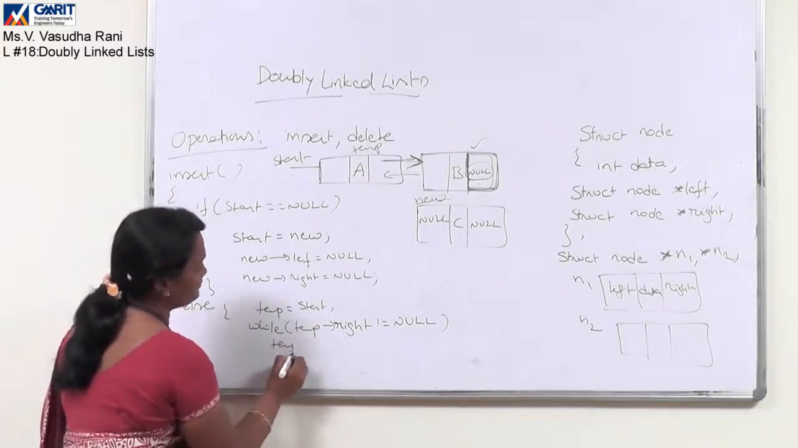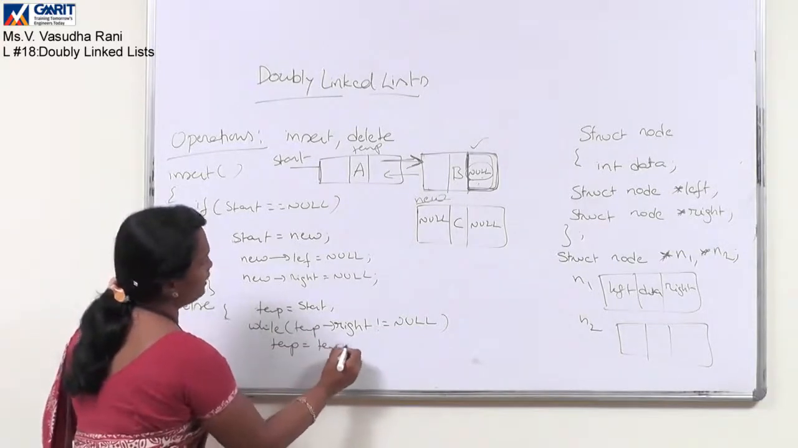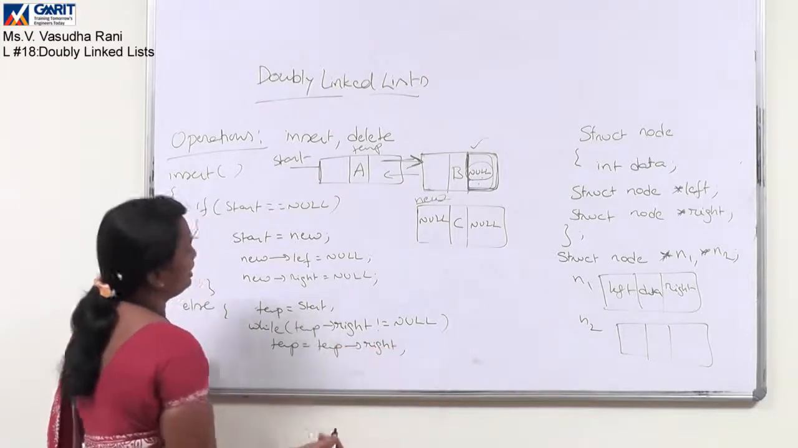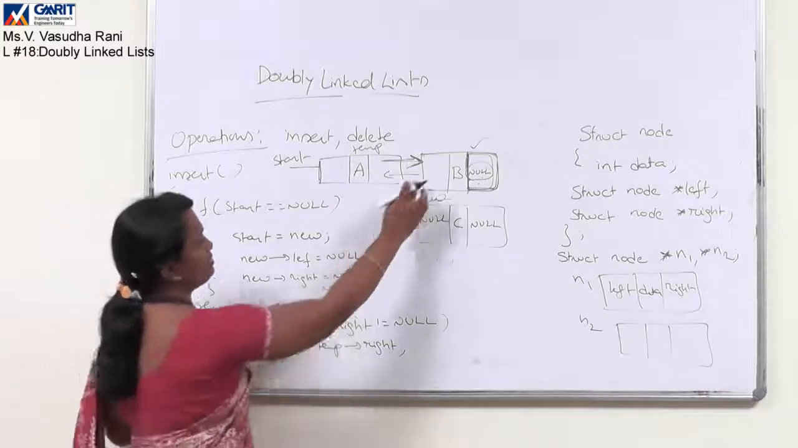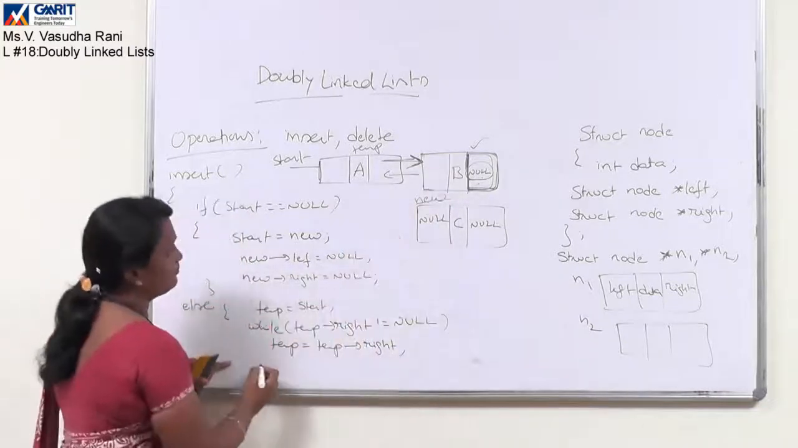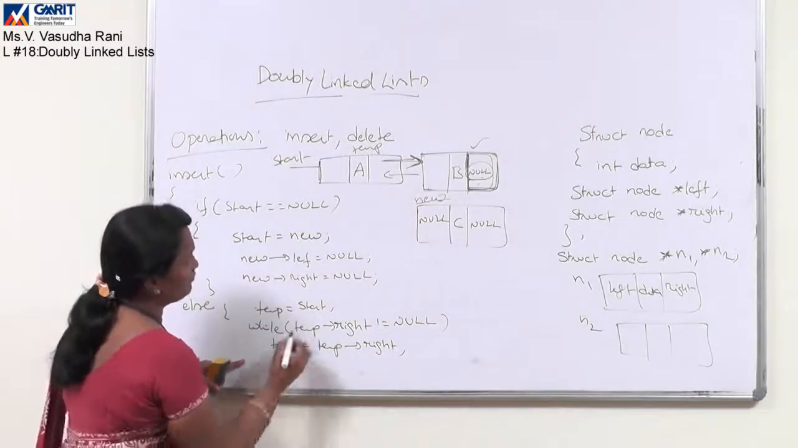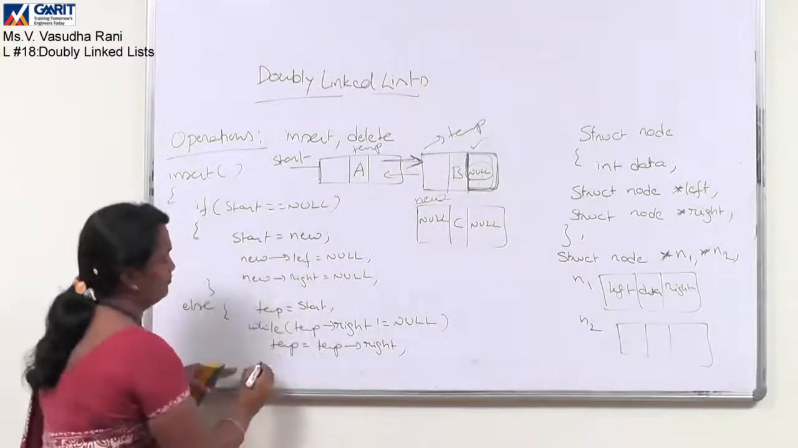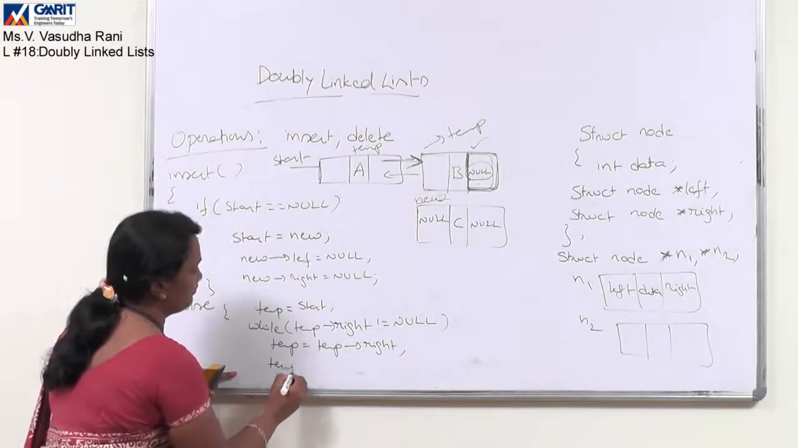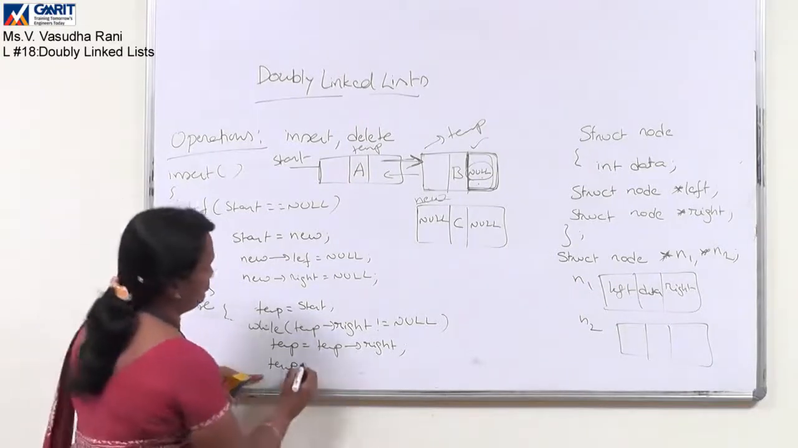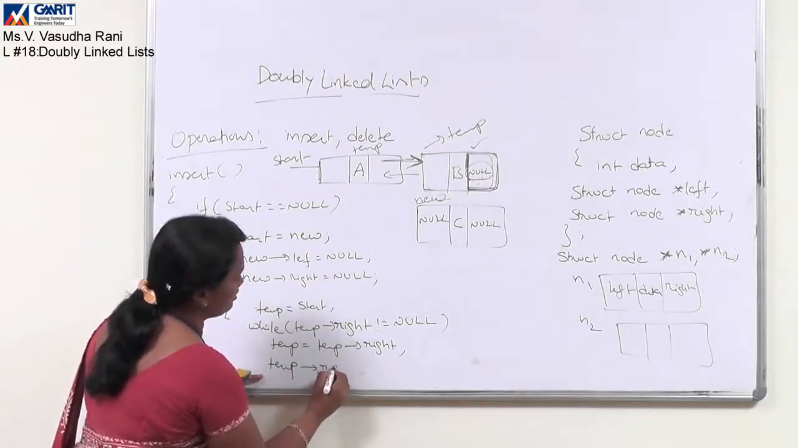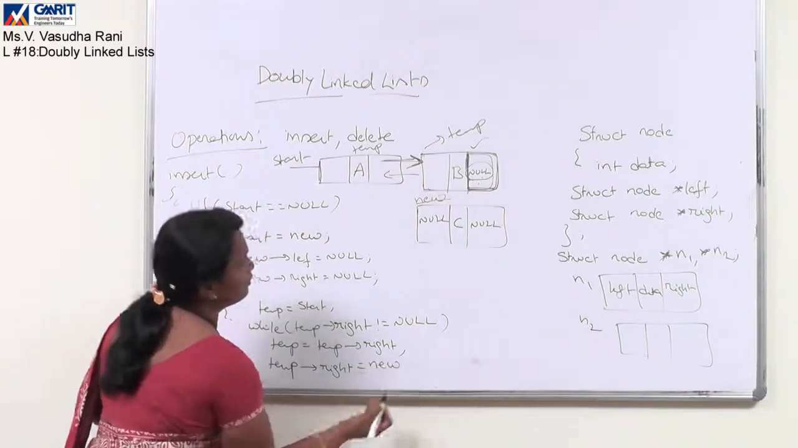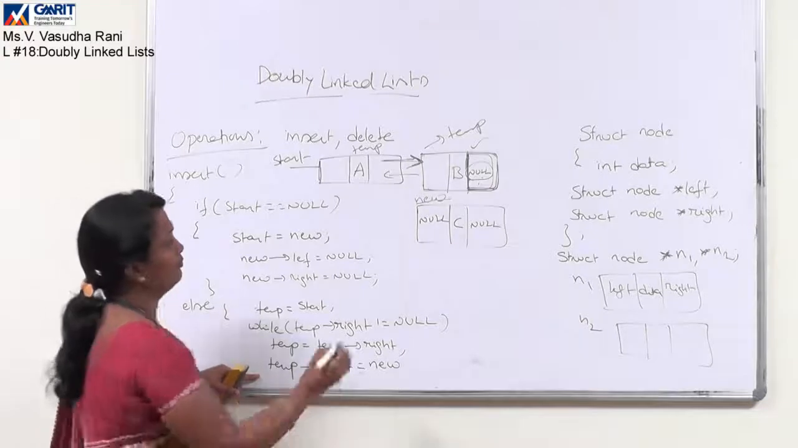You have to make temp equal to temp right. Like this you have to traverse. Once you reach this particular node, this is your temp now. For your temp, temp's right should be assigned with your new.